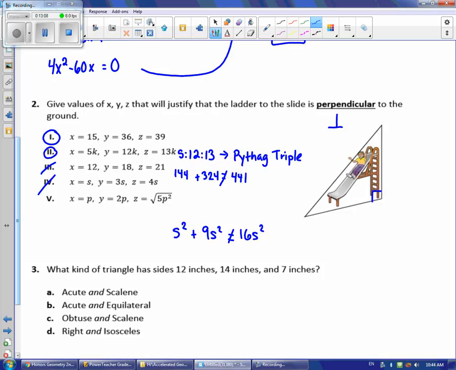And then number 5, p squared plus square root 2p, you get 4p squared, equals the square root of 5p squared squared. Now, you guys know what happens when you square a square root. They cancel each other out. So we are still left with just what's under the radical, 5p squared. 5p squared equals 5p squared. So that means number 5 works as well.